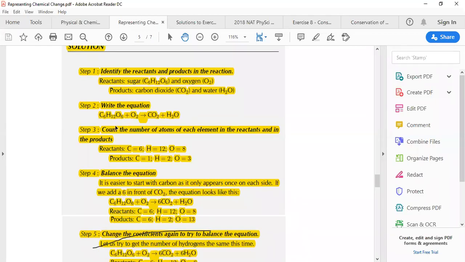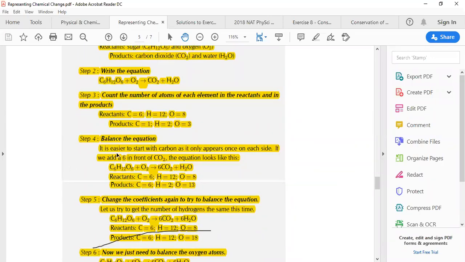Then checking the balancing here, let's count the atoms. Carbon, you've got 6 on this side, and on this side you've got 1. Hydrogen, you've got 12, and this side you've got 2, not balanced. Carbon, not balanced. Hydrogen, not balanced. Oxygen, you've got 6 plus 2, which is 8. And this side, you've got 3. So they are not balanced.